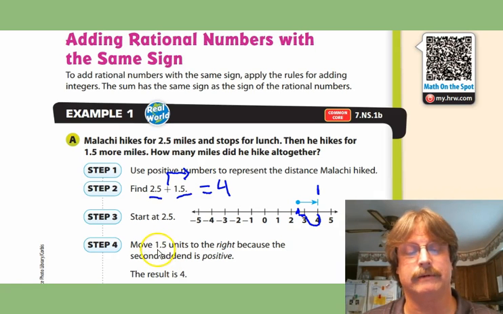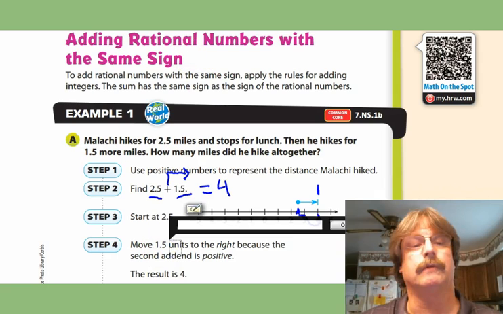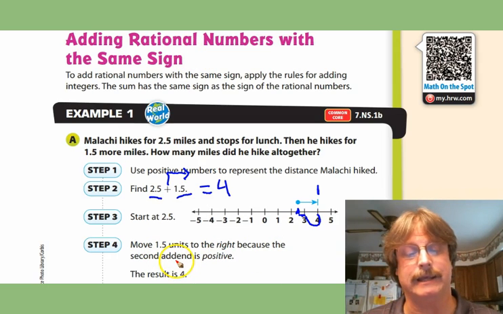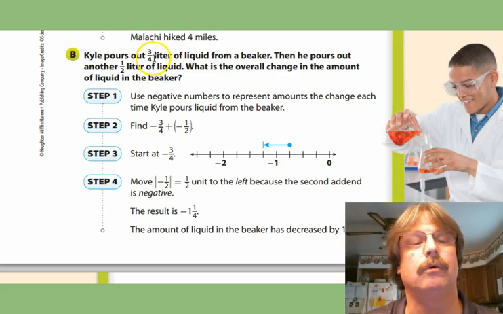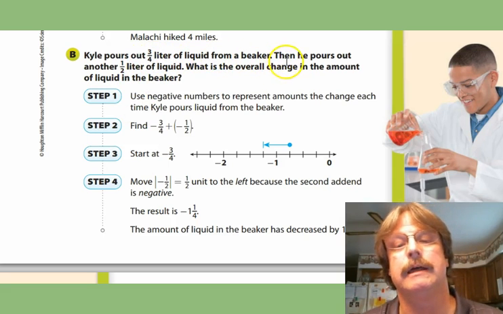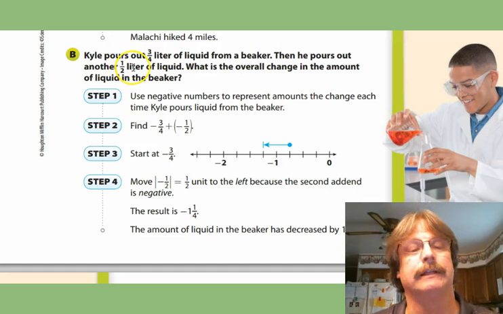So we can see here that we moved 1.5 units to the right because the second add-in is positive. The next example, we're using fractions. Kylie pours out 3/4 liter of liquid from a beaker. Then he pours out another 1/2 liter of liquid. What is the overall change in the amount that we have?